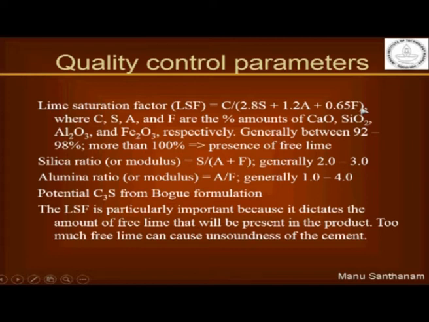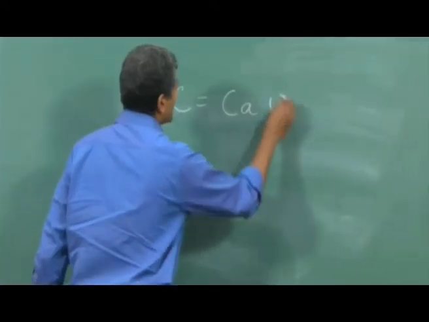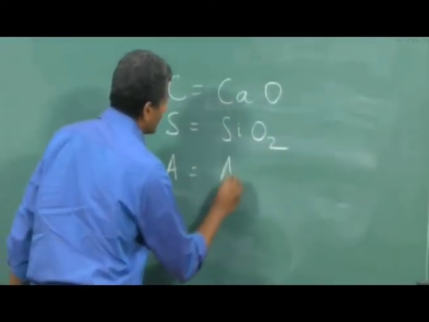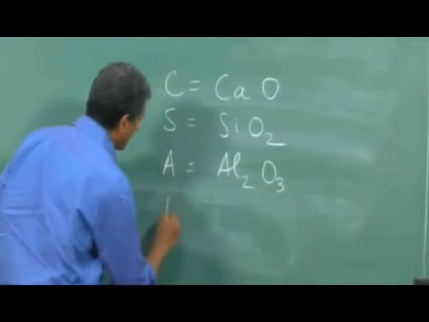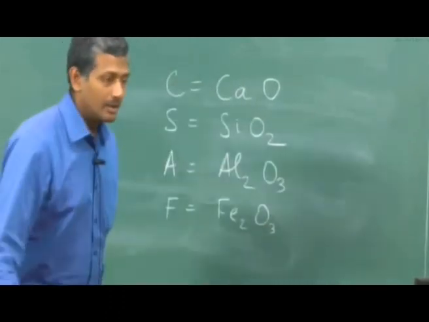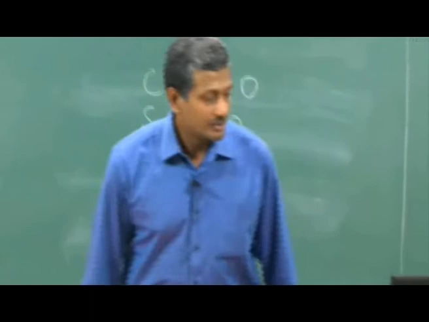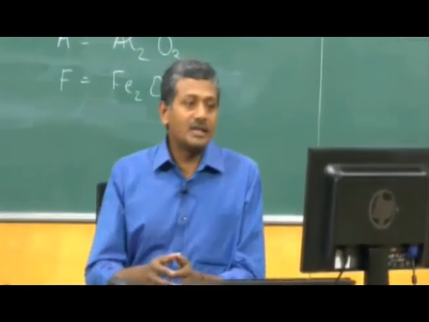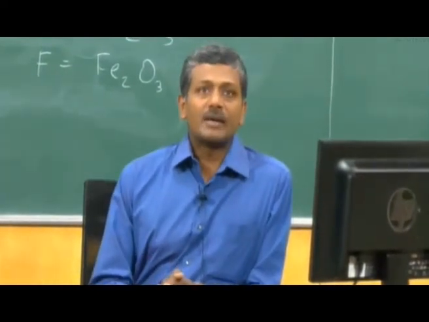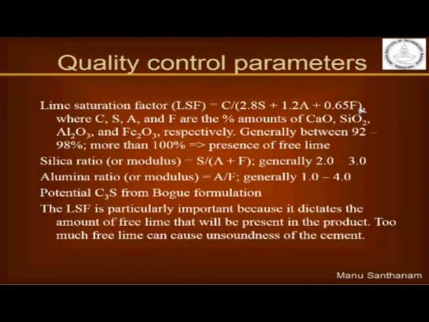So let me just write this again on the board for clarity. C is calcium oxide, S is silicon dioxide, A is aluminum oxide, and F is iron oxide. Okay. So here the lime saturation factor is basically giving you an equation where it relates the amount of calcium oxide to some weighted fraction of the amounts of alumina, iron and silica. So C divided by 2.8 S plus 1.2 A plus 0.65 F.